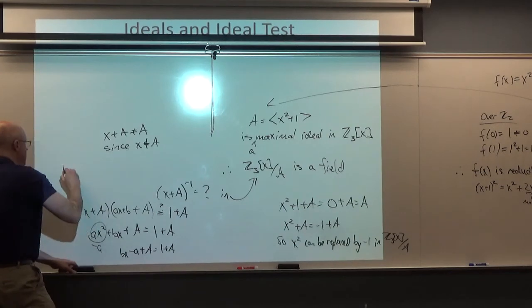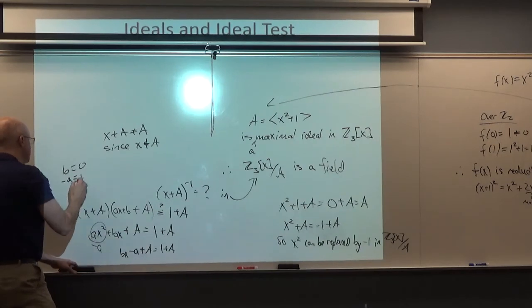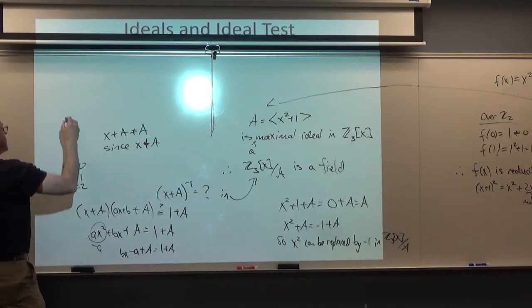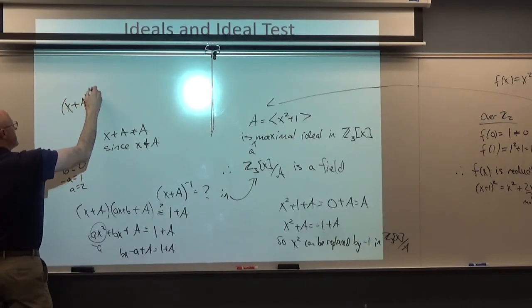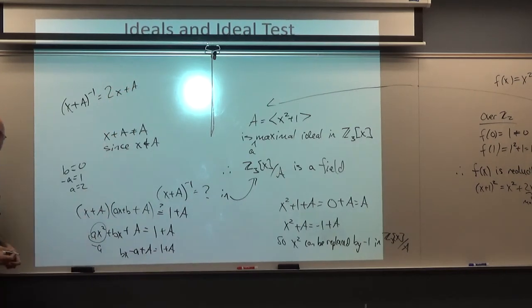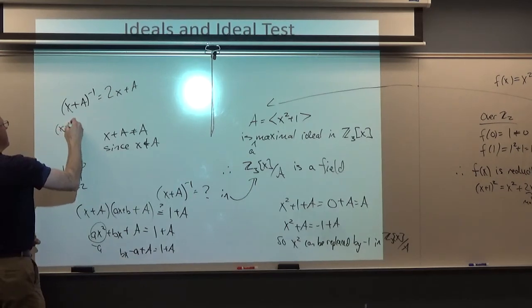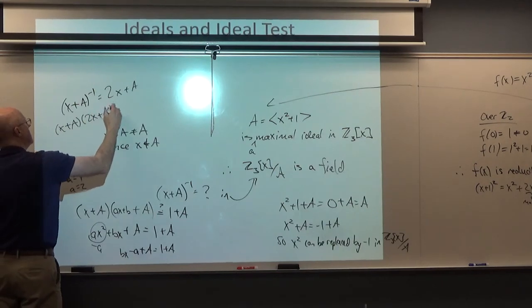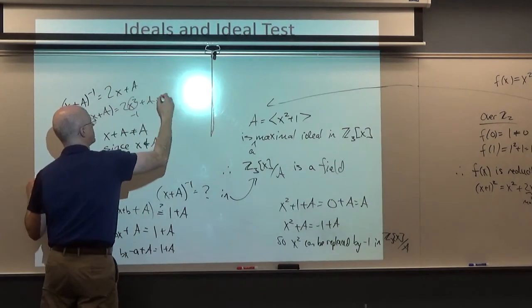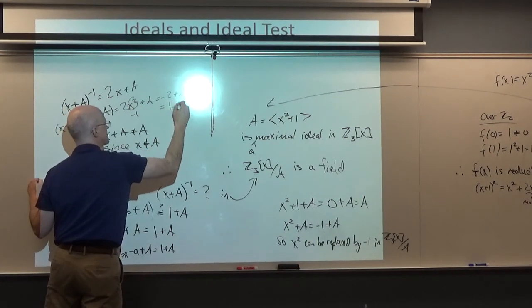If that's going to be true, I should take b to be 0 and negative a to be 1. I'm doing mod 3 arithmetic. That means a itself is 2, the additive inverse of 1 in Z3. So it should be the case that the multiplicative inverse of x plus A here is 2x plus A. And you can do a quick calculation to check that. Yeah, because when you multiply those, you get 2x squared plus A, replace the x squared with a negative 1, negative 2 plus A, but then do mod 3 arithmetic, this is the same as 1 plus A.